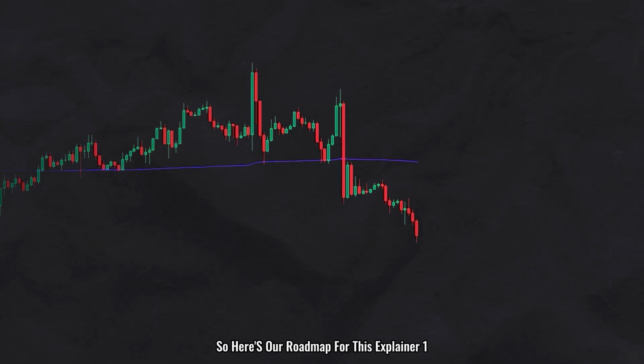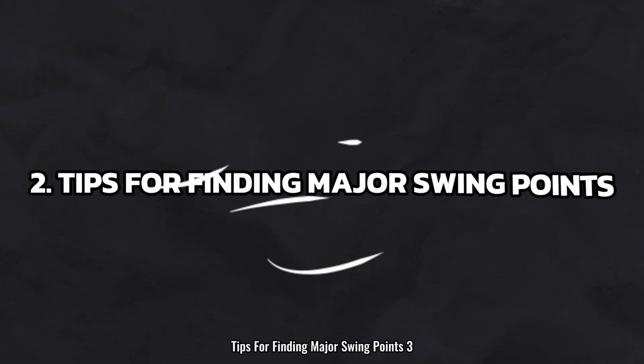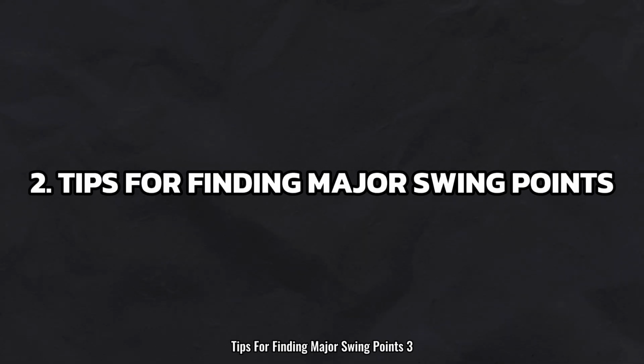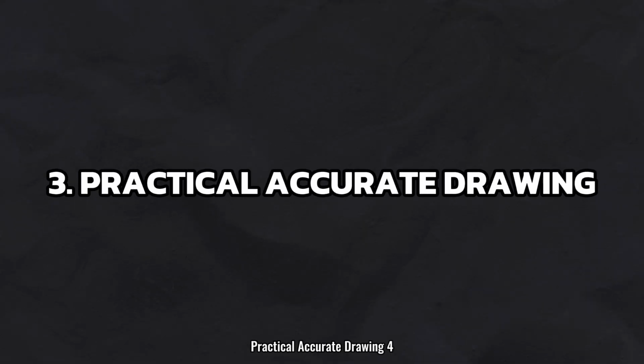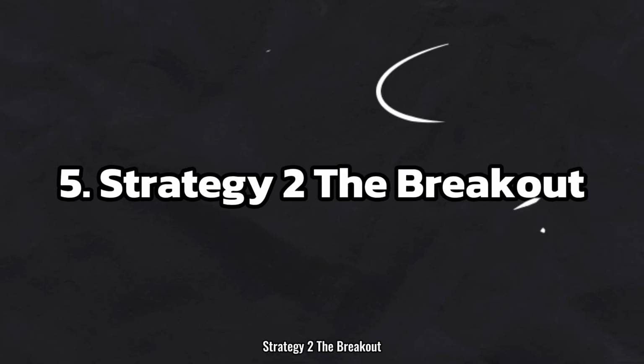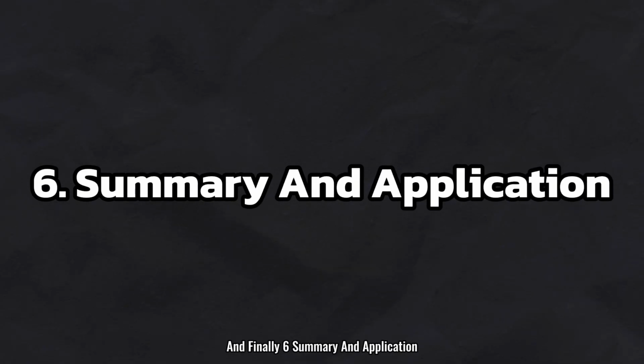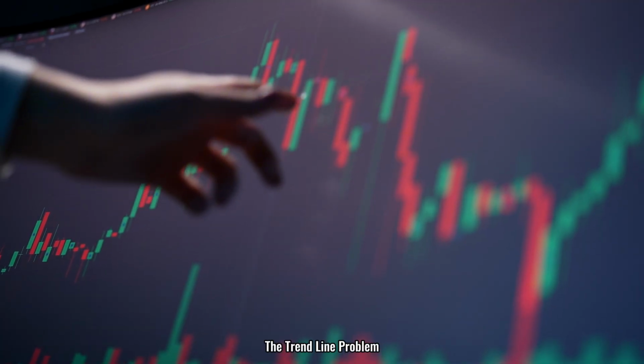So, here's our roadmap for this explainer. 1. The trendline problem. 2. Tips for finding major swing points. 3. Practical, accurate drawing. 4. Strategy 1, the bounce. 5. Strategy 2, the breakout. And finally, 6. Summary and application. Quick and easy, right? Let's get to it.